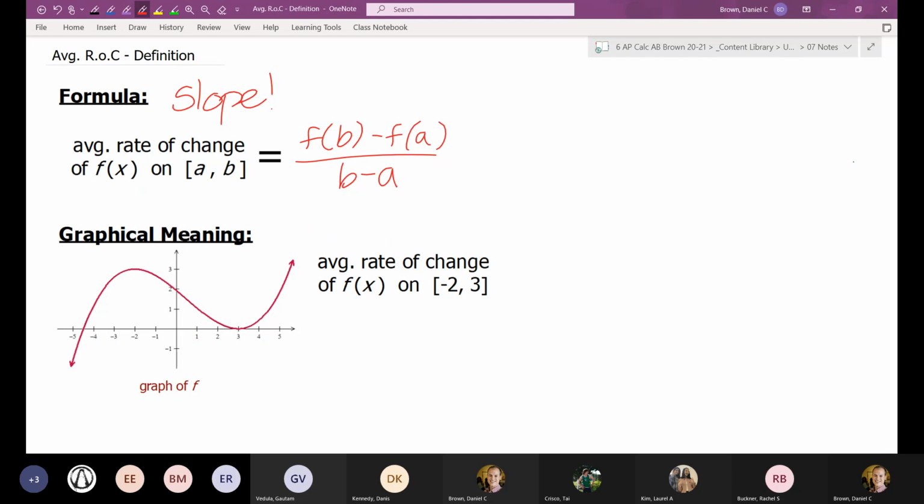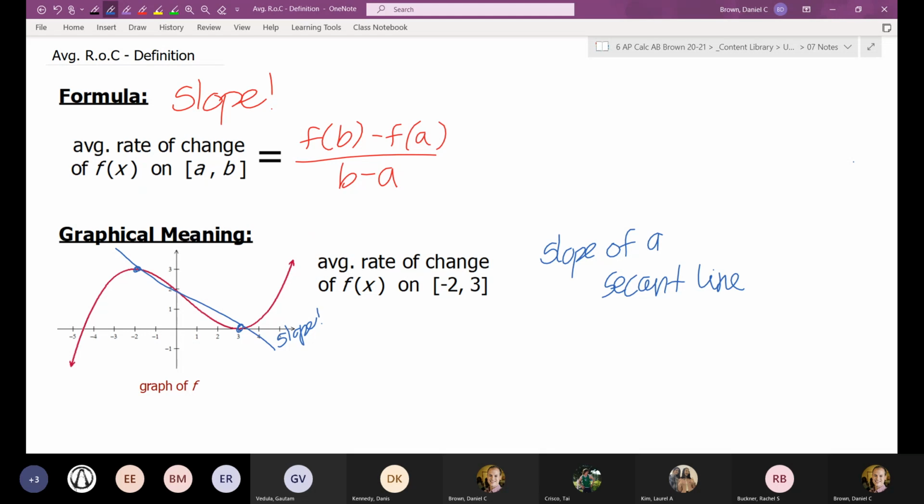I also wanted to review graphically what that represents. The average rate of change is basically the slope of a secant line, which you might remember from first semester. A secant line is when you're connecting 2 points on the graph. So starting when x is -2, ending when x is 3, average rate of change would help you find the slope of that line.